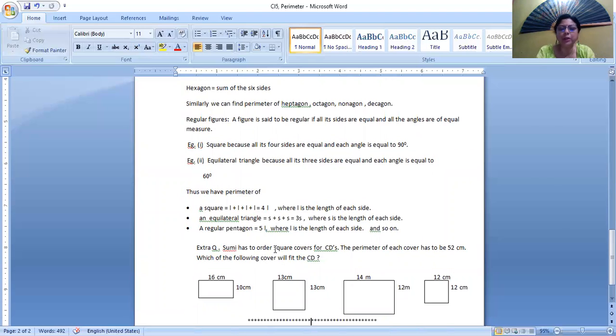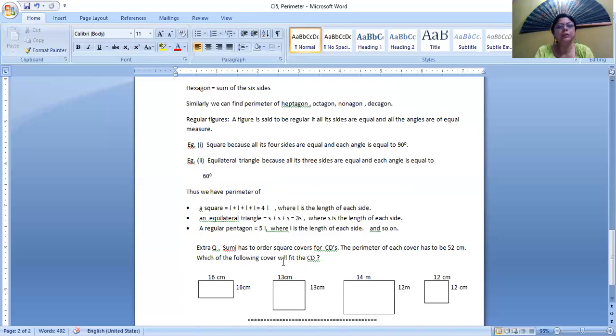Now, this is a question I've given you just to think over and see whether you can do it. Sumi has to order square covers for CDs. The perimeter of each cover has to be 52 centimeters. That means the boundary of the cover must be 52 centimeters. Which of the following covers will fit the CD? Now let me see if you can do this by yourself.